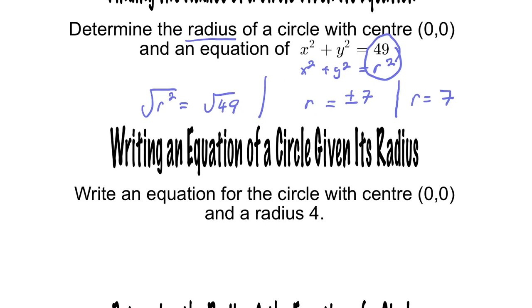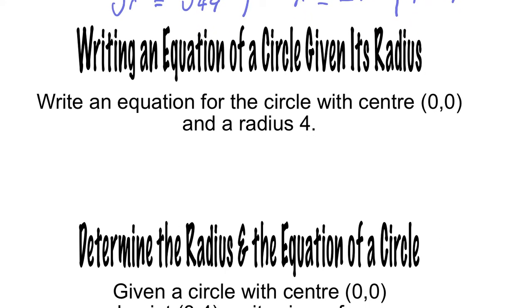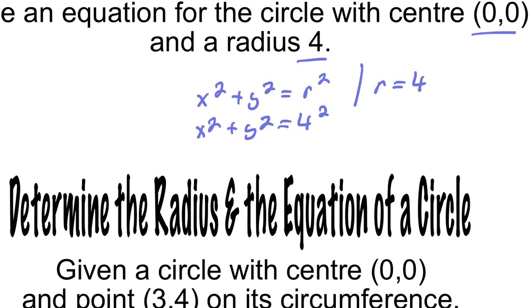The second would be writing an equation if we give you the radius. So write an equation for a circle with center 0, 0 if the radius is 4. The formula is x squared plus y squared equals r squared. We know that r equals 4, so we're going to sub in x squared plus y squared equals 4 squared. Therefore, the equation of that particular circle with a radius of 4 would be x squared plus y squared equals 16. That's the second style.